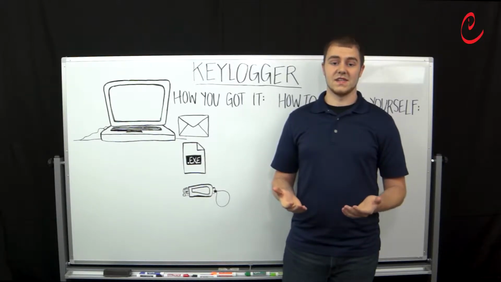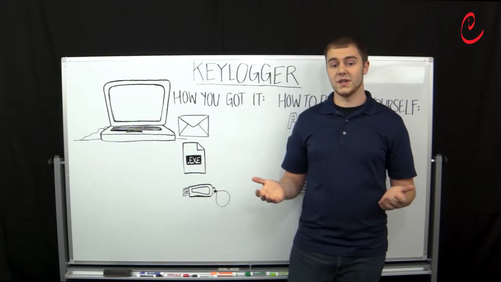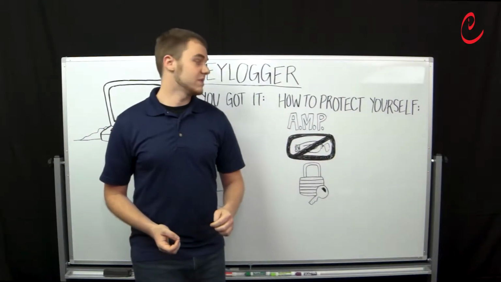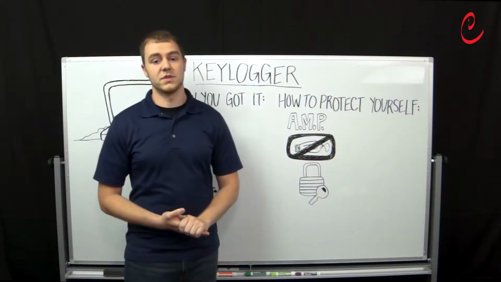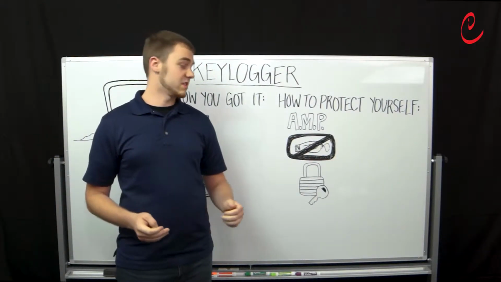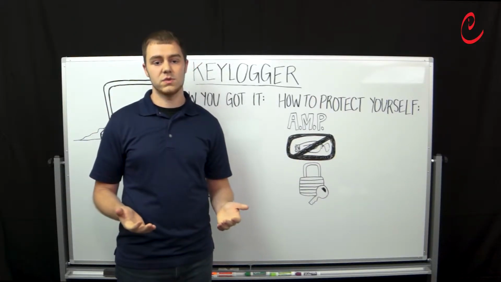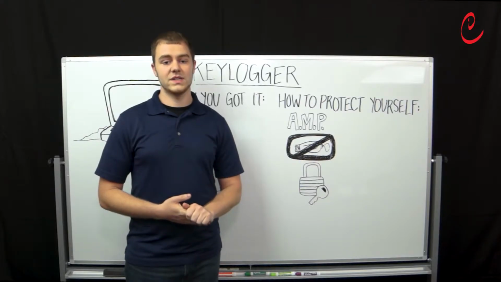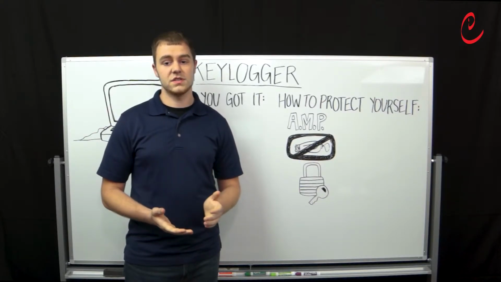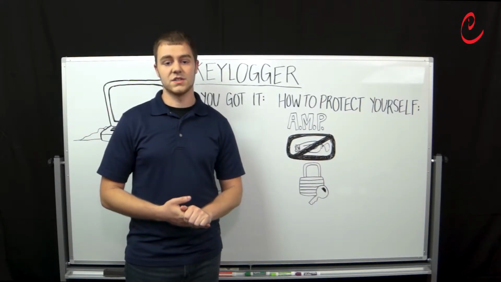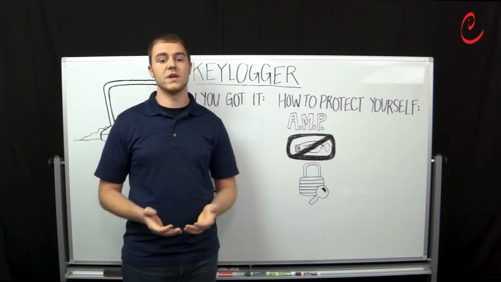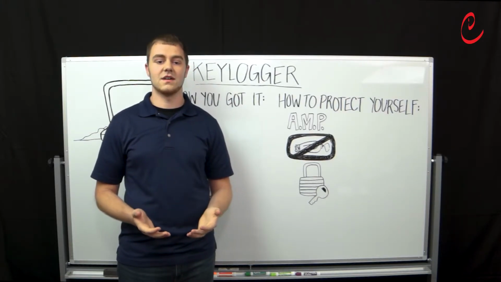So obviously these things are bad, so what can you do to prevent from getting one? You can use AMP, an advanced malware protection tool, or you can just avoid plugging in devices that don't belong to you. Change your passwords often, and always keep your antivirus, signatures, databases, and scanning agents up to date. These are all great ways to prevent from becoming a victim of a keylogger.